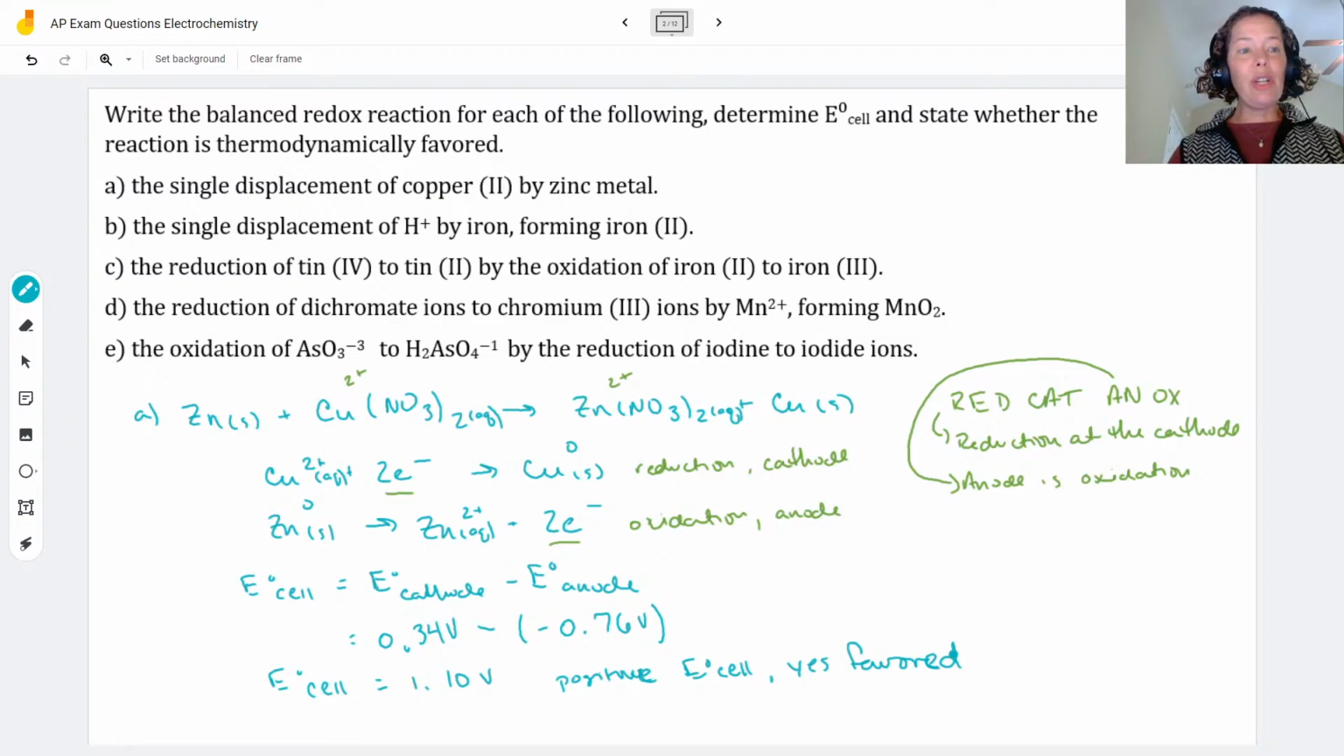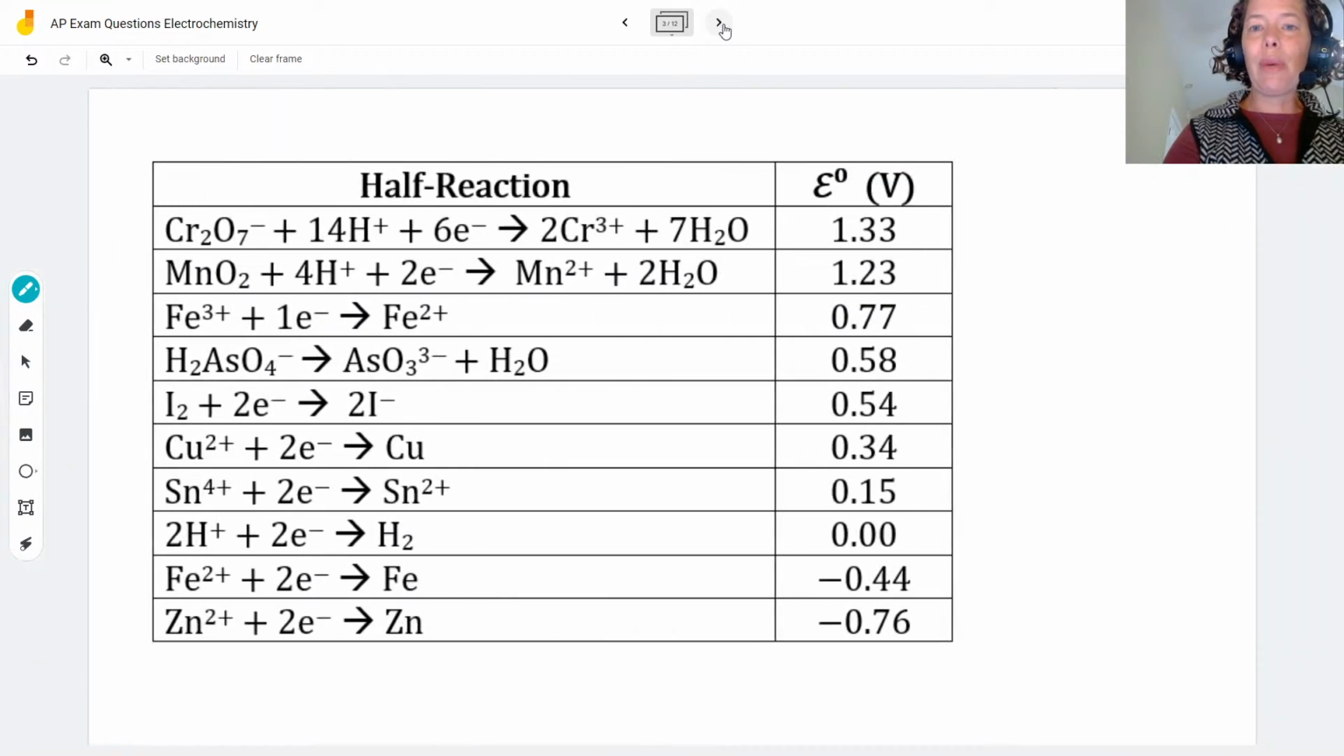So this is what we're going to do for B, C, D, and E. It's the same thing. We want to make sure we get our half reactions, and we want to identify which is our reduction happening at our cathode and our oxidation happening at our anode, so that we can get the right numbers into our Ecell calculation. Okay, so the single displacement of H+ by iron forming Fe2+. So I'm going to have to go to the next page.